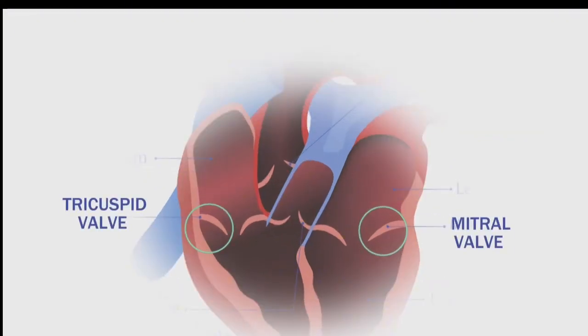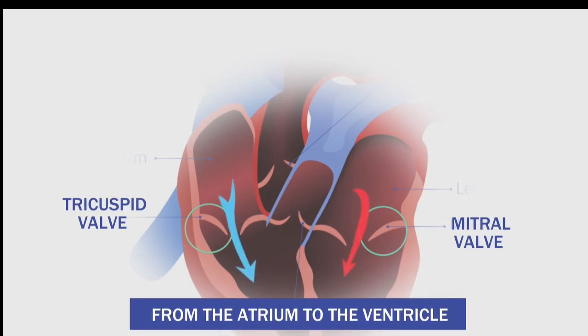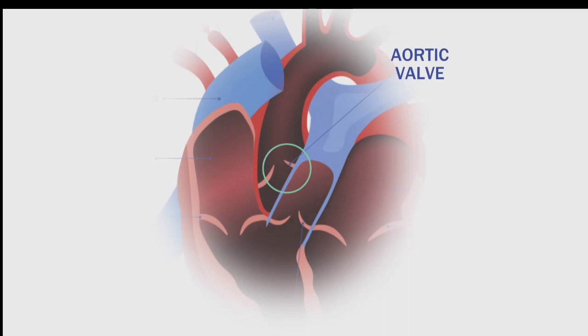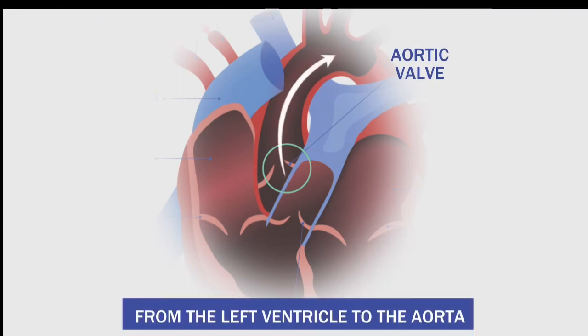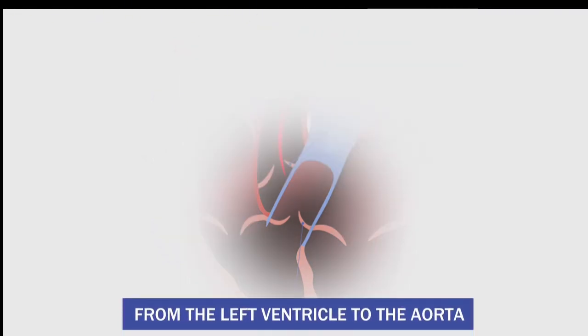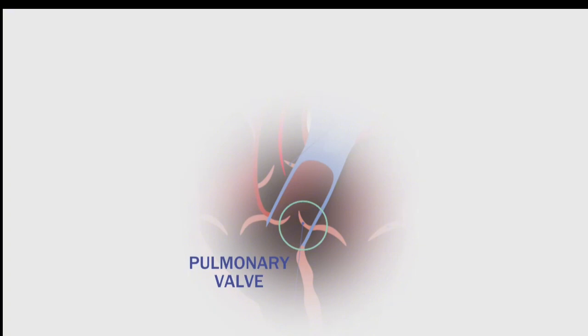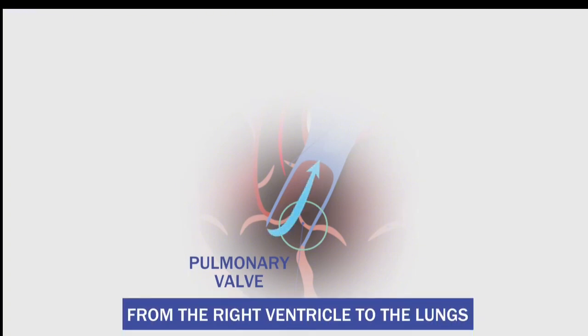The tricuspid and mitral valves regulate the blood flow from the atrium to the ventricle. The aortic valve is responsible for blood flow from the left ventricle to the aorta. Finally, the pulmonary valve regulates the blood flow from the right ventricle to the lungs.